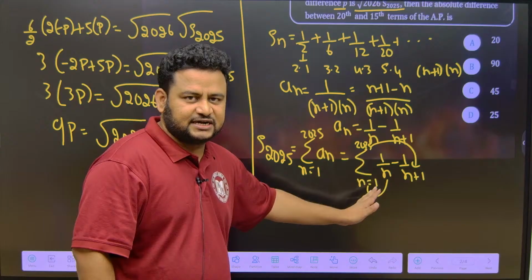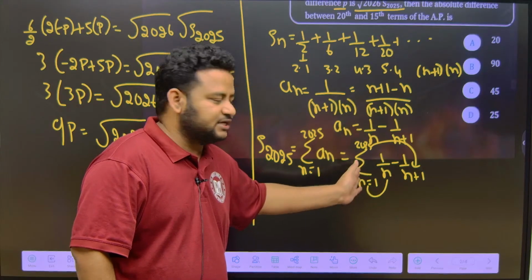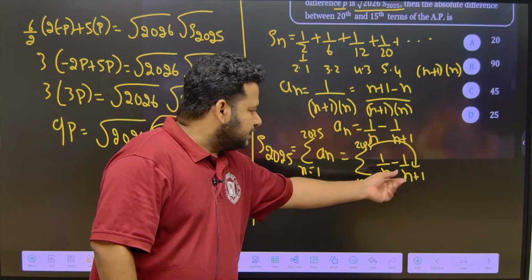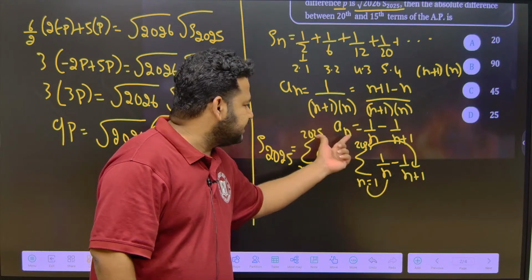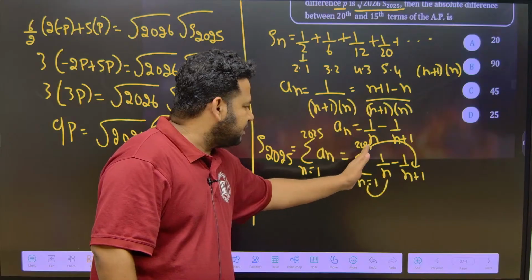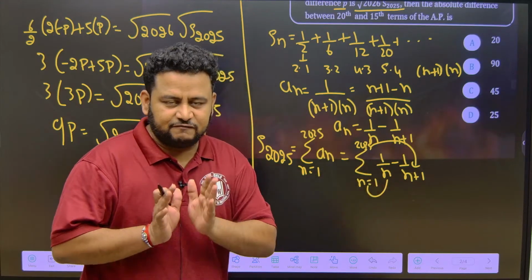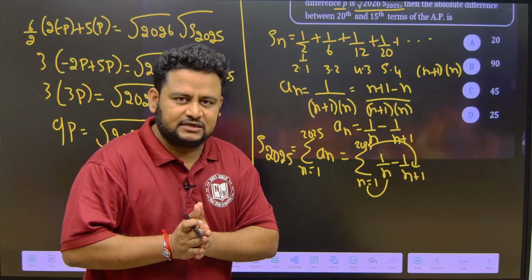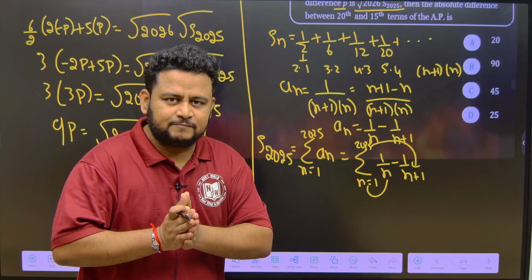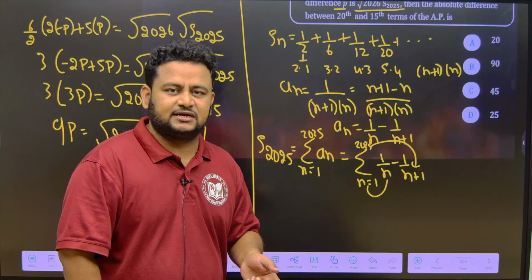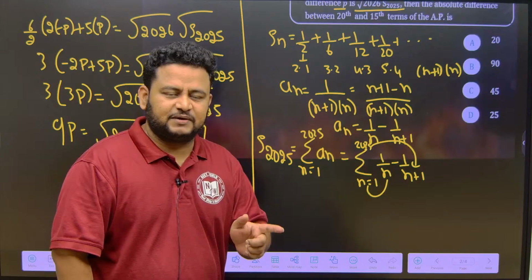If the denominator is greater, the entire fraction will be smaller. That is, if the denominator is greater, meaning 1 by n plus 1, n plus 1 is greater. Out of n and n plus 1, which is greater? n plus 1 is greater. I am talking about the fraction. In terms of fraction, 1 by n is greater. In terms of fraction, 1 by n plus 1 is smaller.